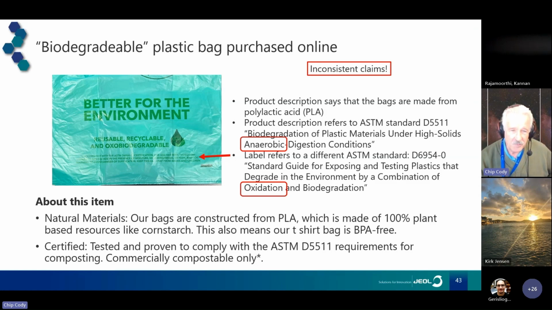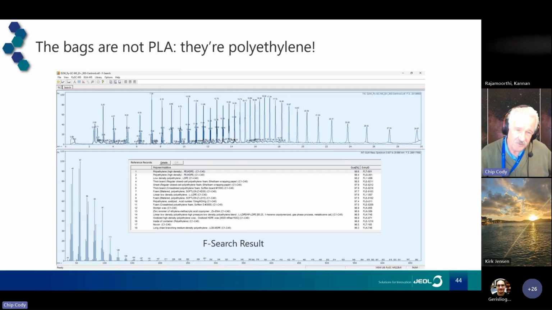So we just ran this on the pyrolyzer and fed it to F-search, and of course, it turns out just to be polyethylene. And looking up this company, they apparently have added some sort of mineral catalyst, which is supposedly helping it break down, but there's some question about whether that's really valuable or not. Anyway, it's polyethylene. It's definitely not polylactic acid.